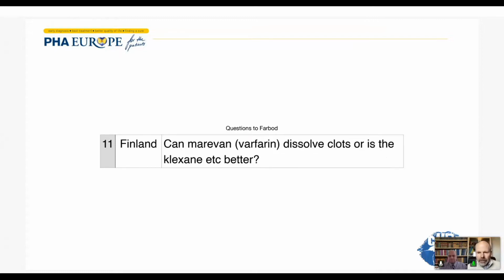Finland again: can marijuana dissolve clots, or what is the name of this, Xarelto or something? Is the newer blood thinning medication better? Yeah. So there's very little data in terms of superiority of any blood thinner over the other.